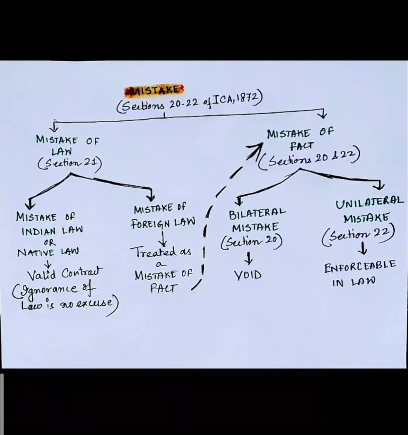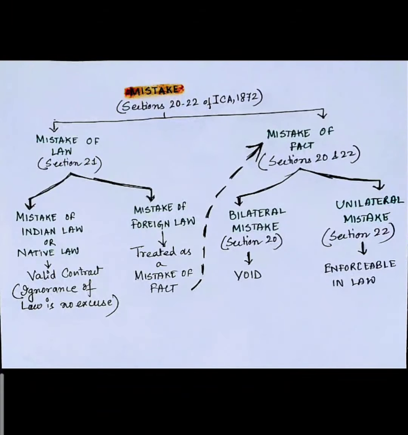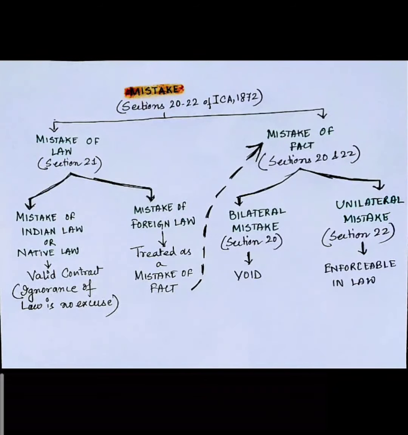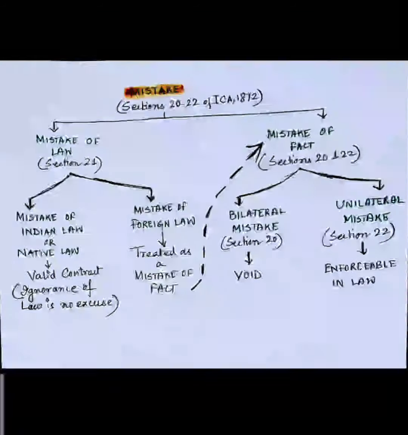law. We learned that when there is a mistake as to the Indian law, the law of the land, basically the native law, then a person cannot get any excuse. He cannot avoid the consequence of the contract, and the contract is valid. He has to bear with its consequence. And when it comes to mistake of law, as to a foreign law, then it is treated as a mistake of fact. So we will look into that second category of mistake, that is mistake of fact, in this video.